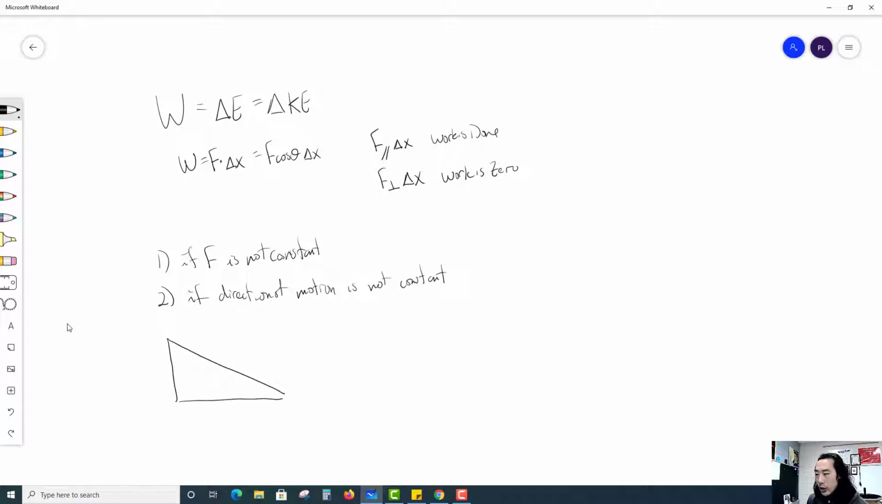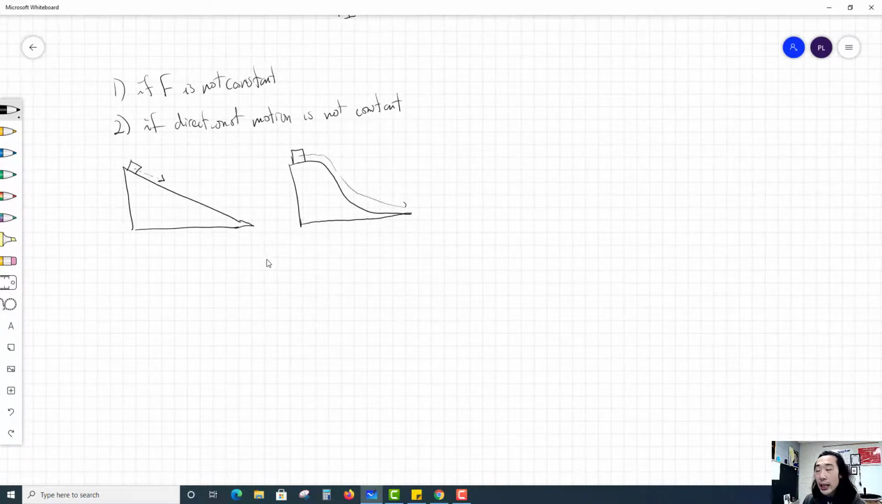If we were to talk about an object that slides down a ramp, the direction of motion is constant. It's constantly moving in the same axis. Versus if we were to do something like this, where it's all shaped differently, so it's moving forward and then it slides down like this. So we have a changing motion. And so for scenario two, that's when we would use the calculus version.